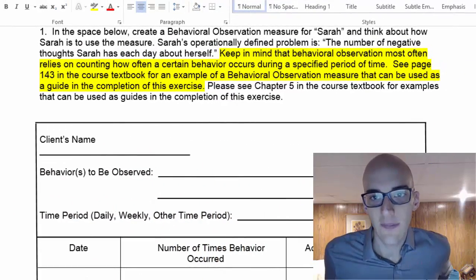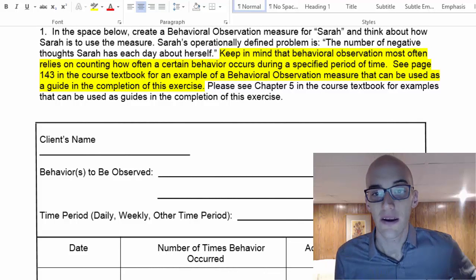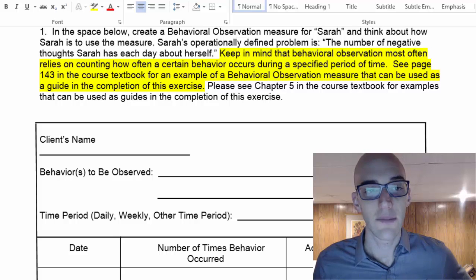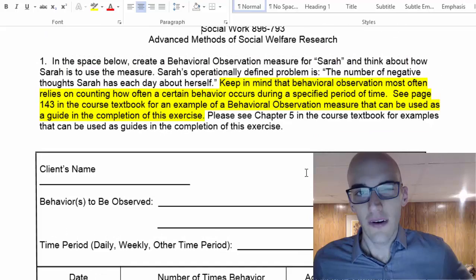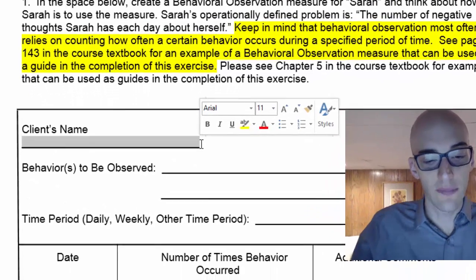But I'd also say keep in mind that behavioral observation measures rely on counting how often a certain behavior occurs within a specified period of time. So page 143 of the course textbook will have an example of this filled out. If we're thinking about the number of negative thoughts that Sarah's having per day, again, you could just fill in something really simple.